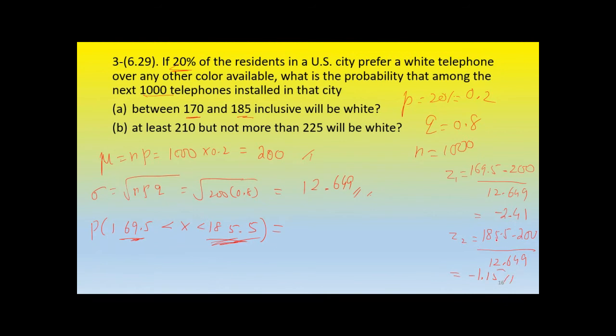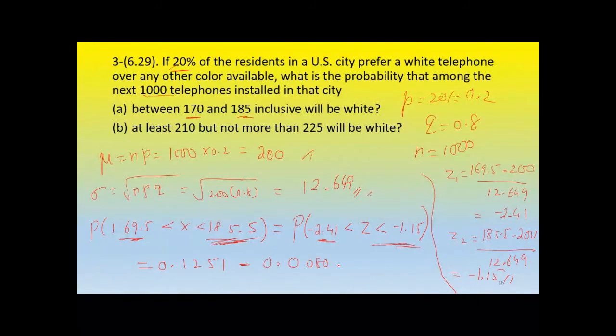So two values of z, both are negative, on the left side of the graph. This is where we find z1 and z2. Write this formula now: z1, negative 2.41, less than z less than z2, negative 1.15. Use the table, find the area left of negative 1.15, which is 0.1251, minus the area to the left of this one, which will be almost extreme left, negative 2.41. The area will be very small, 0.0080. The answer is 0.1171.